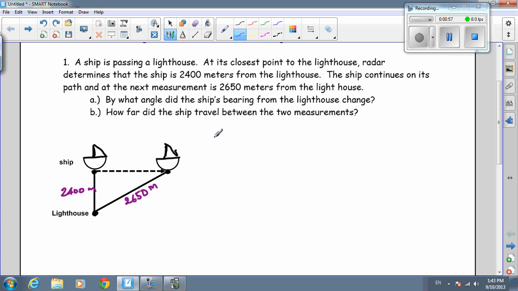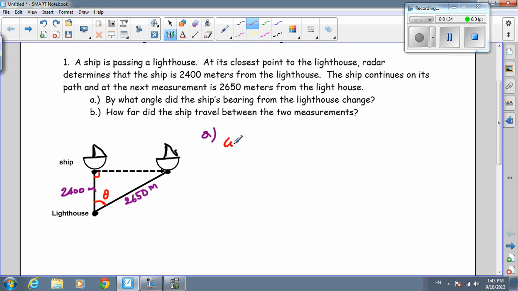Now, they require me to find by what angle did the ship's bearing from the lighthouse change, meaning from the original position to the next position, what angle is it making? So let's go ahead and call this angle theta. The only relation that theta has with these two sides might be given through a trig function. For this angle, this side represents my adjacent. This is the adjacent and this is the hypotenuse. So the only trig function that can be used here is the cosine.